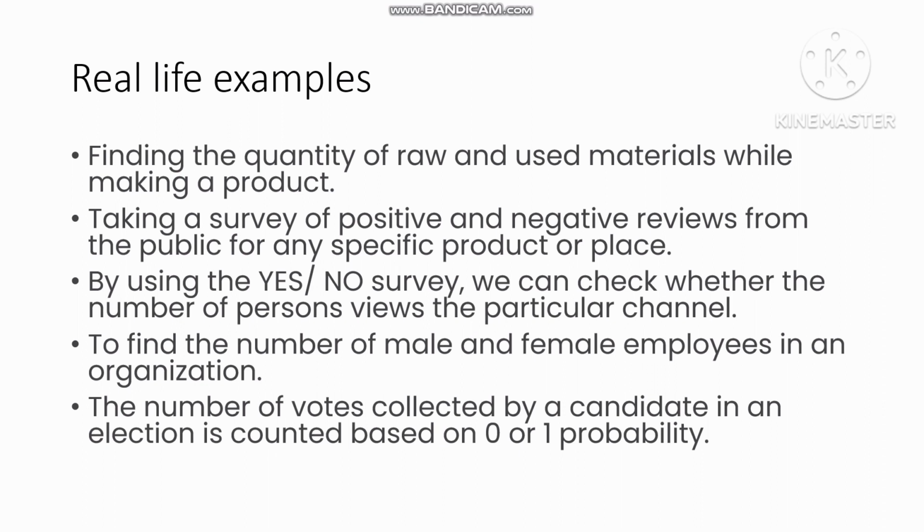Then by using a yes or no survey, we can check whether a number of persons view a particular channel. Suppose a channel is there, so if you are looking at the channel, then the survey will say yes, otherwise no. Similarly, finding the number of male and female employees in an organization, and the number of votes collected by a candidate in an election. If a vote is given to a particular party, the probability will be 1, otherwise it will be 0.